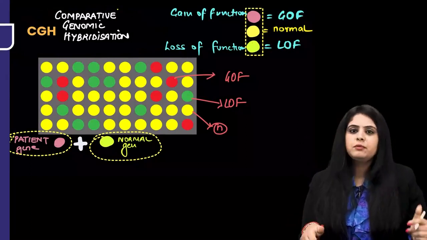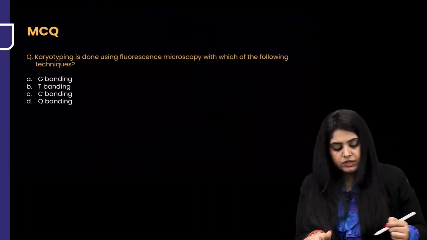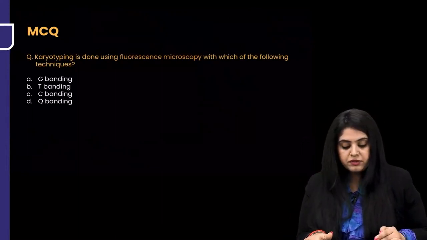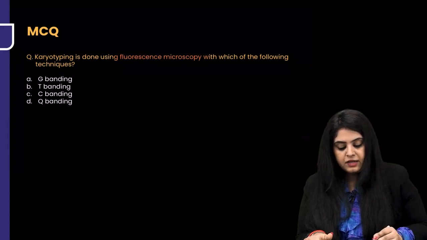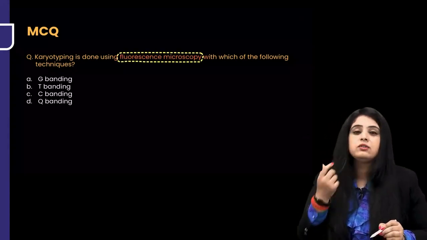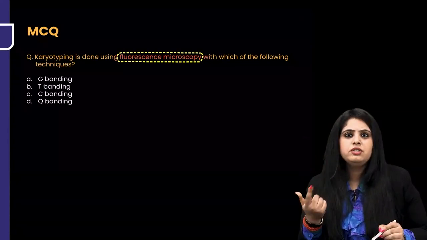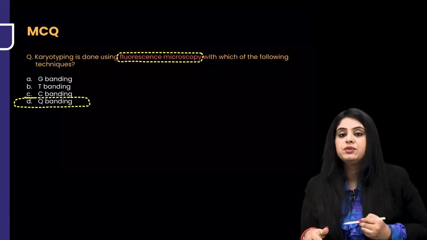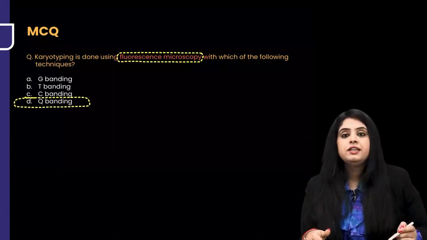Do you want to practice some quick questions? Question number 1. Karyotyping done using fluorescent microscope is with which of the following techniques? Guys, when I say fluorescent microscopy, तो fluorescent microscopy में do I need G banding? No, fancy. Queen के लिए something fancy. So which banding are we going to do? We will be doing the Q banding.